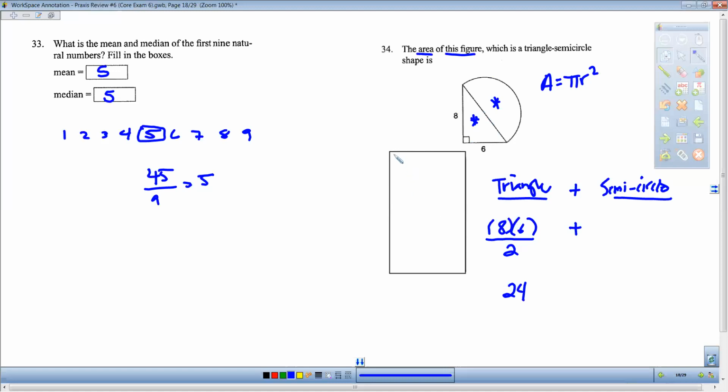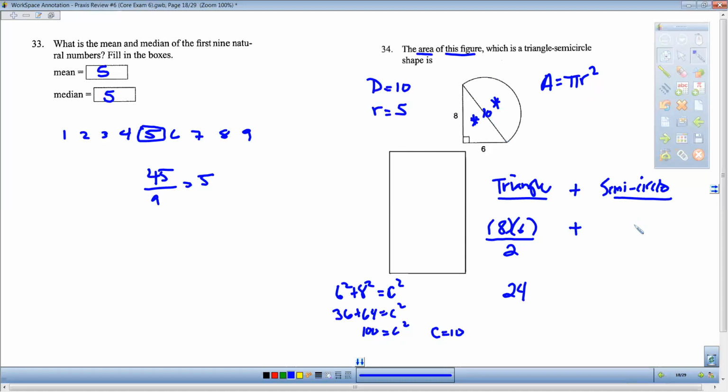So to find the length here, I'm going to use the Pythagorean theorem. So 6 squared plus 8 squared equals c squared. So that's 36 plus 64 equals c squared. 36 and 64 is 100. If 100 equals c squared, then that means c is 10. So this entire distance is 10. Well, that means the diameter is 10. So what's the radius? Radius is half of that, so it's 5.